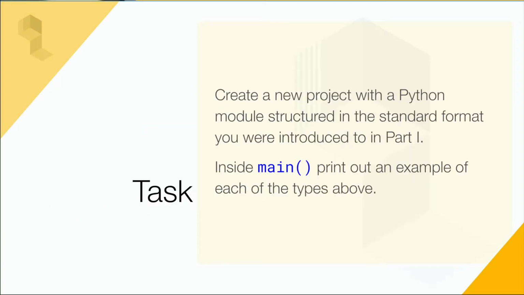So here's your first task. Create a new project with a Python module structured in the standard format you were introduced to in part 1. Inside the main, print out an example of each of the types above.